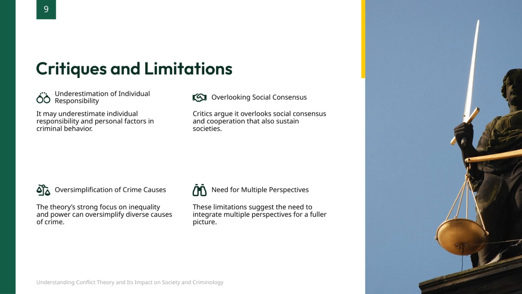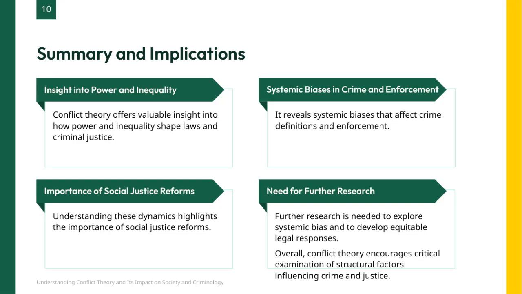Conflict theory gives us important insight into how power dynamics and inequality shape our laws and the criminal justice system. It shows us that there are systemic biases at play, affecting not only how crimes are defined but also how enforcement occurs. By understanding these underlying issues, we can see why social justice reforms are so crucial to creating a fairer system. However, this is just the beginning. Ongoing research is essential to fully explore these biases and work toward more equitable legal responses. Overall, conflict theory challenges us to critically examine the structural factors that influence crime and justice in society.